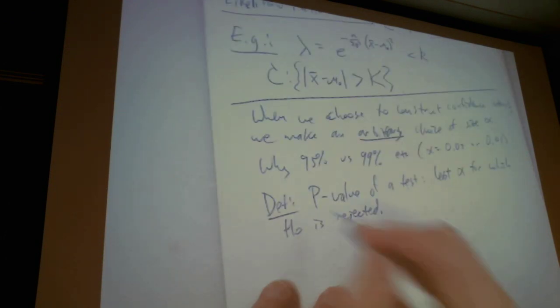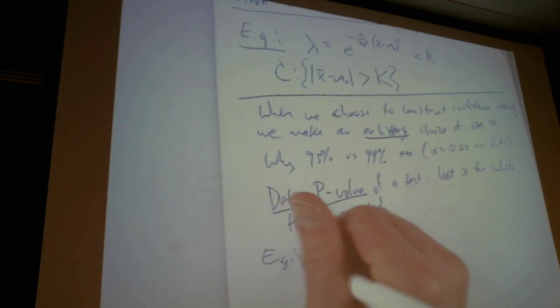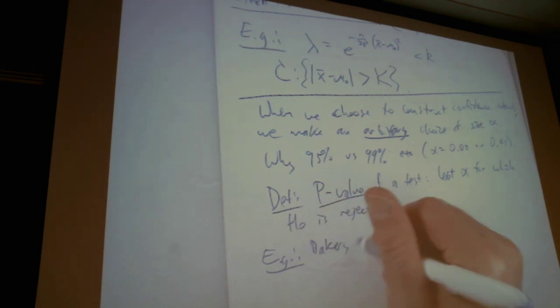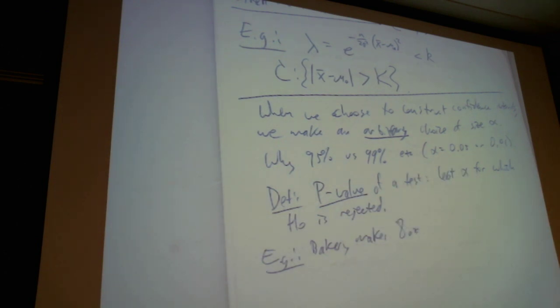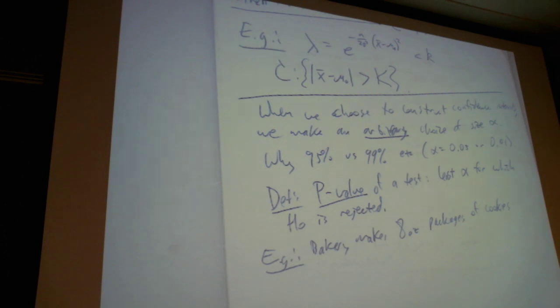Let me give you a very quick example. You've got a bakery. The bakery makes 8-ounce packages of cookies. I don't know why people prefer to think in real terms instead of just abstractly telling me what's going on, but they do, so I'll go with it.